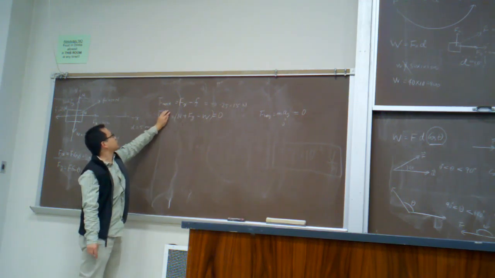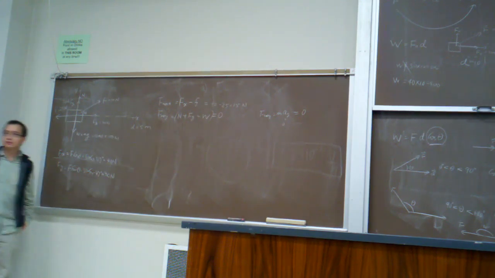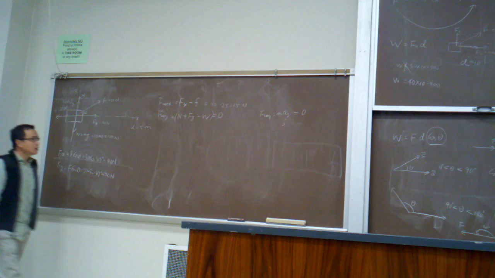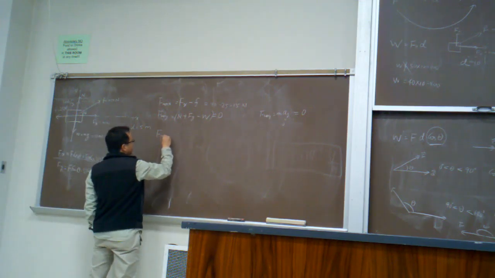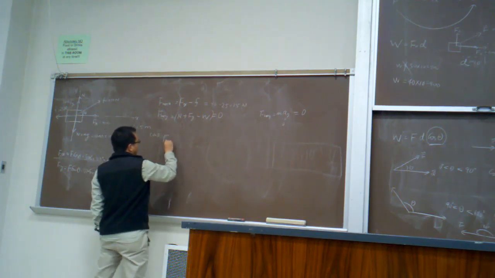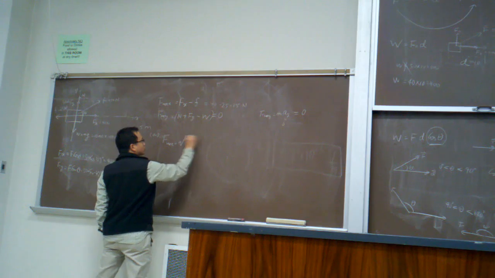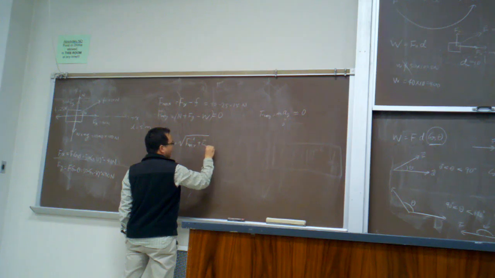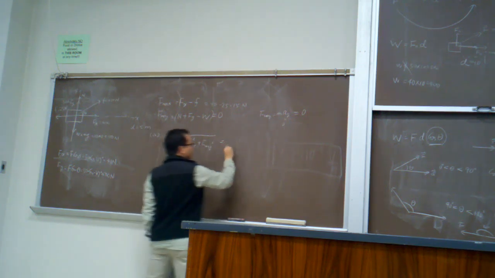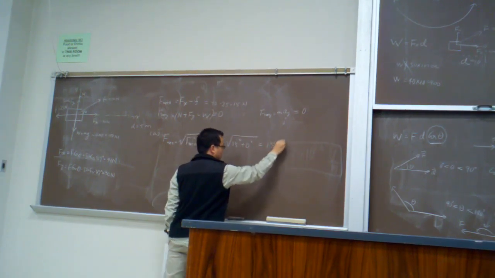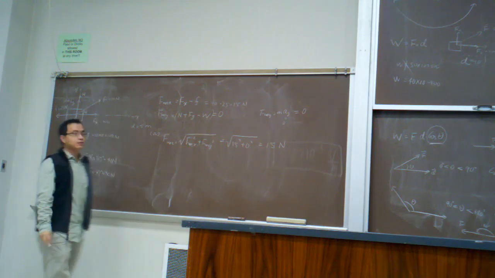You cannot just look at the main letter here, because most of the force we are going to call it F. Any question here? Now the net force is simply, now we can calculate net force and then calculate the work. Net force will be square root of F net x squared plus F net y squared, right? So equals 15 squared plus 0 squared equals 15 Newton.